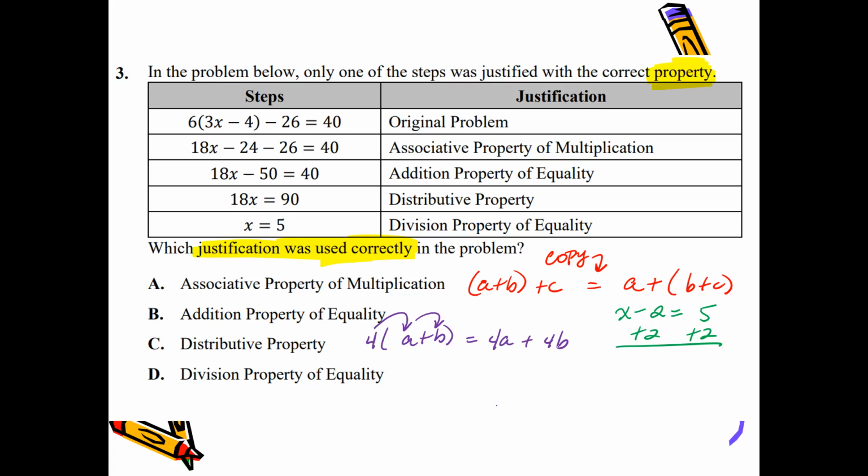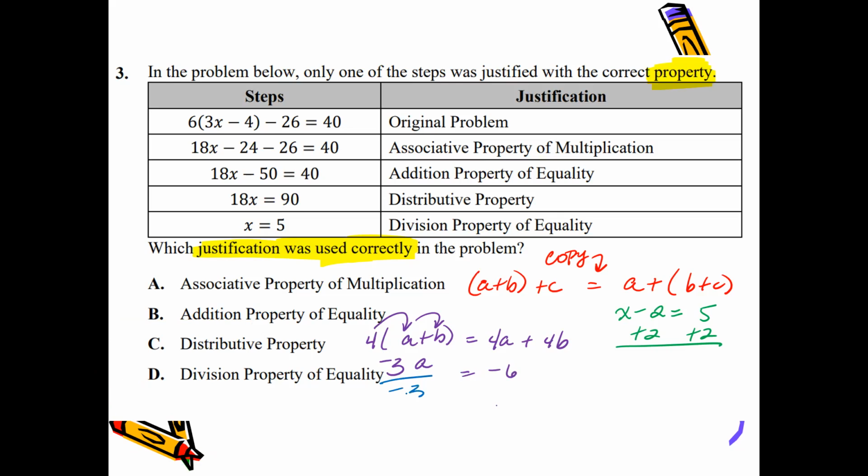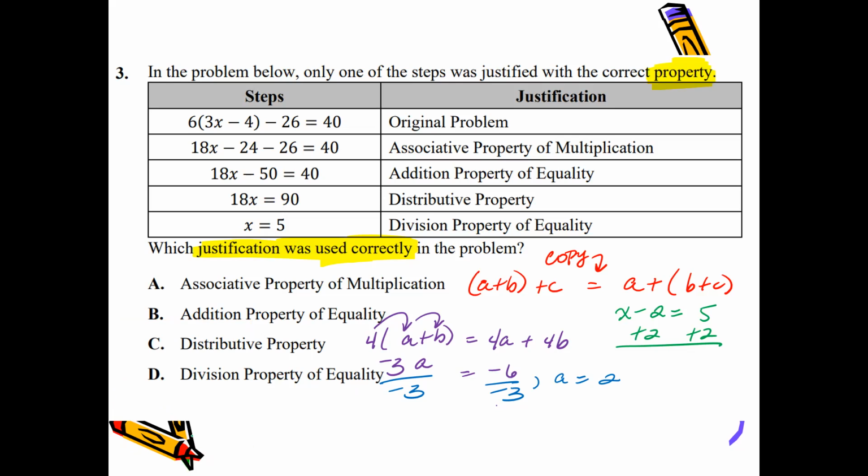All right, and then division property of equality is like if you have, for example, -3 times A equals -6. I need to get rid of that -3, so I'm going to divide by -3 on both sides. And then I have A equals 2. That is a division property of equality. So now that you know the 4 different properties, we're going to take a look at this and go, okay, which one was used correctly?